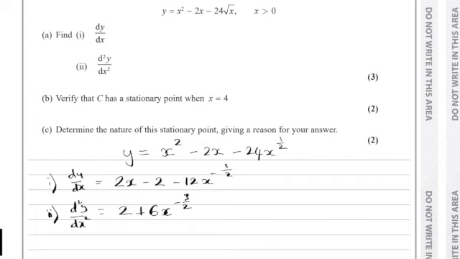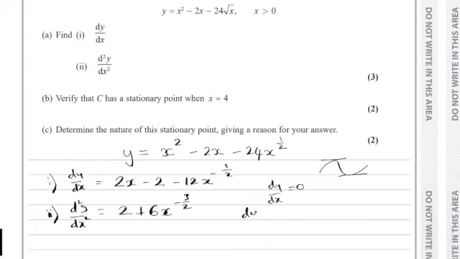Verify, it says in part B that C has a stationary point. In other words, it's got a flat bit when x equals 4. So if a curve has a flat bit, either it's a maximum or a minimum, of course, the gradient is going to be 0. In other words, the dy/dx is going to equal 0. So let's stick x equals 4 into the gradient function and just check that the gradient is indeed 0. So here we go.